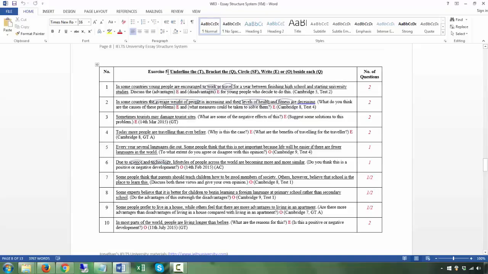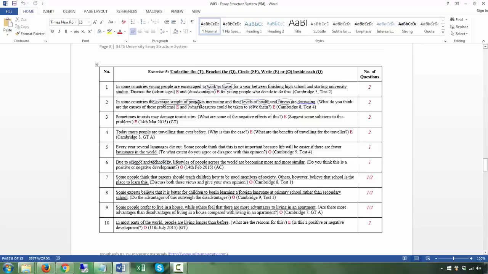So basically, exercise 5, you're going to underline the T, bracket the Q, circle any special features, write E or O, expository or opinion, beside each question, and you also want to fill in the number of questions, right? So 1 is already done for you. So 2, T, that will be the first part.